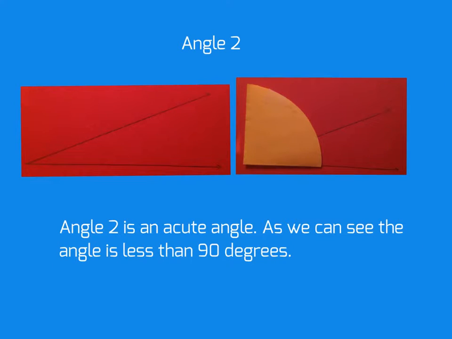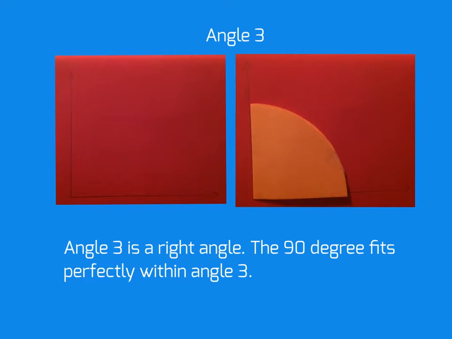Angle 2 is an acute angle. When we place our 90 degrees on top of it, we can see the angle is smaller than the 90. Angle 3 is a right angle. When we place our 90 degrees on top of it, it fits perfectly, making this a right angle.